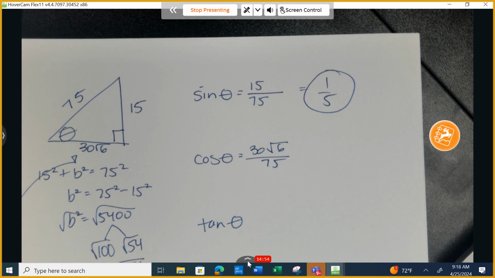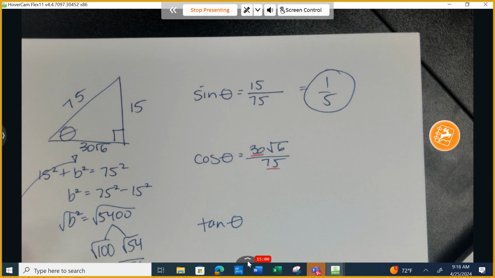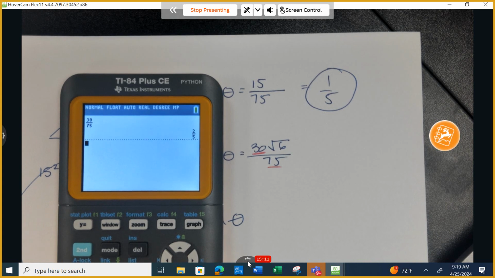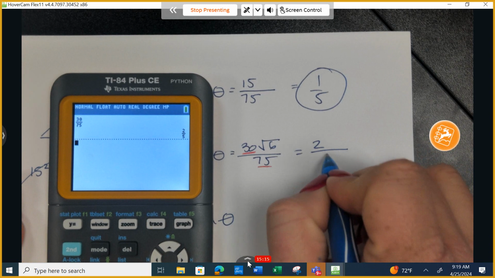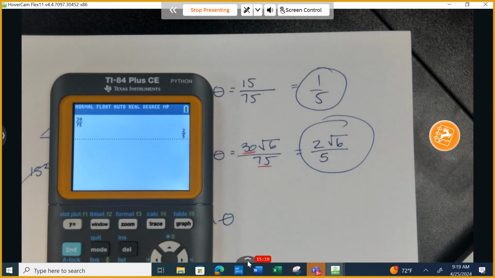Okay, now this is where it gets tricky. We see three different numbers, 30 square root of 6 and 75. These are like terms, so grab your calculator, and we're only going to plug in the like terms when we're asking ourselves, can this fraction be simplified? Don't put in the square root of 6, just 30 over 75. We can see it does reduce to 2 over 5, so this is 2 over 5, and then on top is the square root of 6. Can I have a thumbs up or a thumbs down if you understand that?